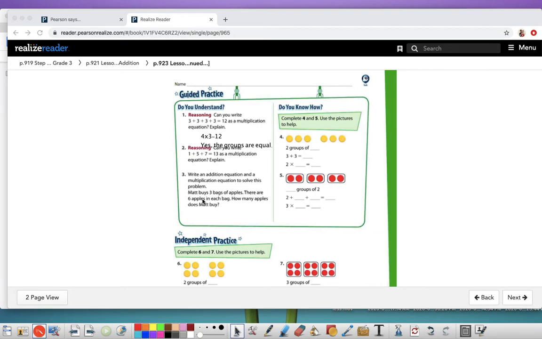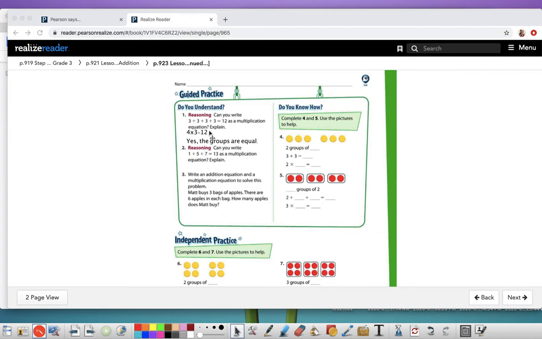And I'm going to move that a little bit, like right there. 4 times 3 equals 12. Yes, the groups are equal. So now, I'll give you a second to look at that, to write that. Now I want us to look at number 2. It says, can you write 1 plus 5 plus 7 equals 13 as a multiplication equation? Explain. What do you notice about this addition equation and that addition equation?